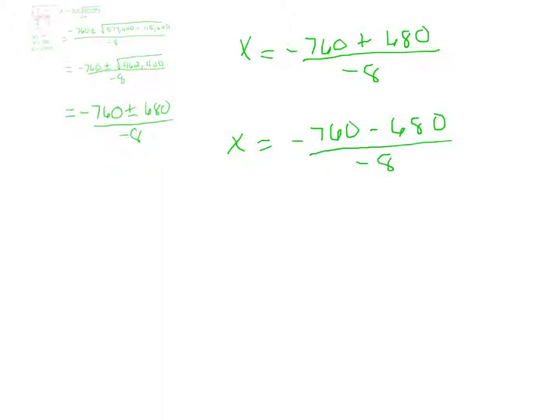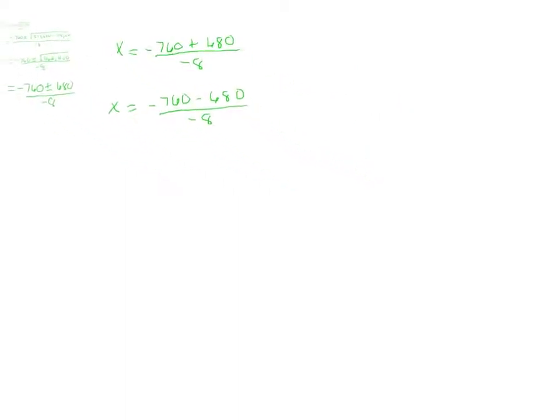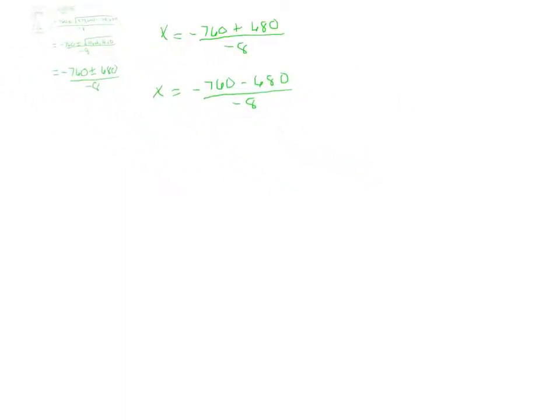So let's calculate these two x values. Just go into your calculator and take negative 760 plus 680 and divide that by negative 8, and you're going to get a positive 10. So this comes out to be a positive 10. As for our other number, I get negative 760 minus 680, and I'm going to divide that by a negative 8, and I get a positive 180, sorry. So this is where our intercepts are going to be at 10 and 180.